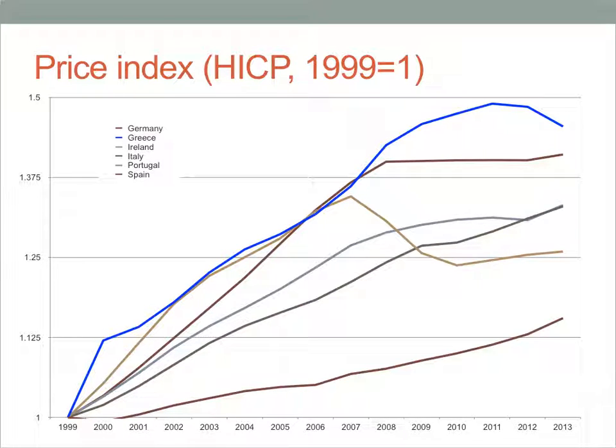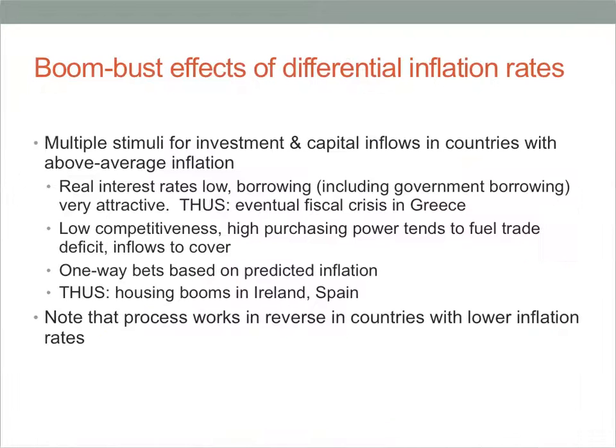What that meant was, since all of the countries were using the same currency, the price of German goods was going up much slower than the price of other goods, and German goods were getting much more competitive than the goods of other Eurozone countries. Now, this difference in inflation rates across different countries had the effect of, in Minskian terms, a displacement. It created a kind of boom-bust cycle because it created multiple stimuli for investment and capital inflows in those countries with above average inflation.